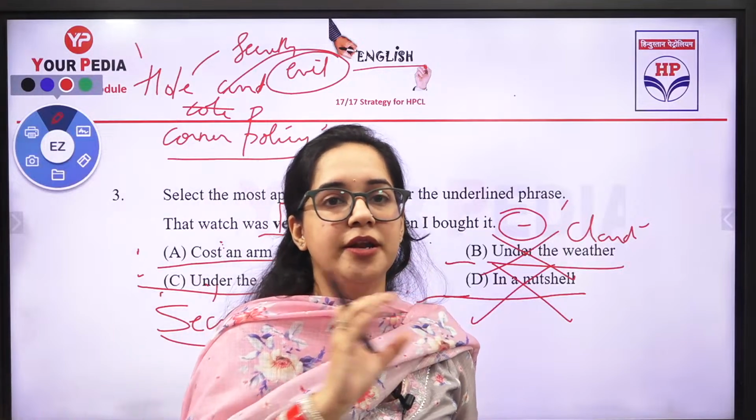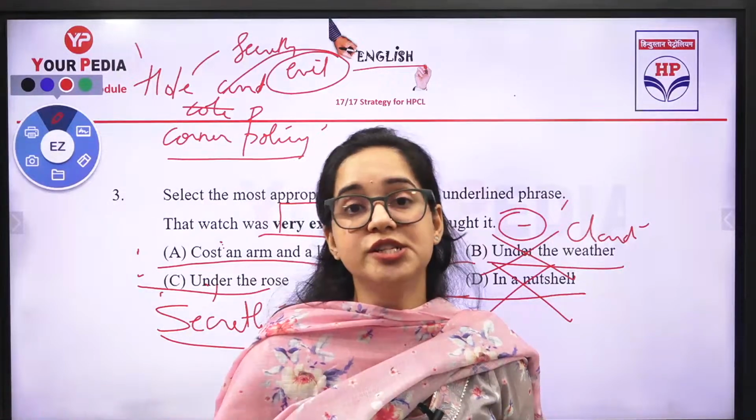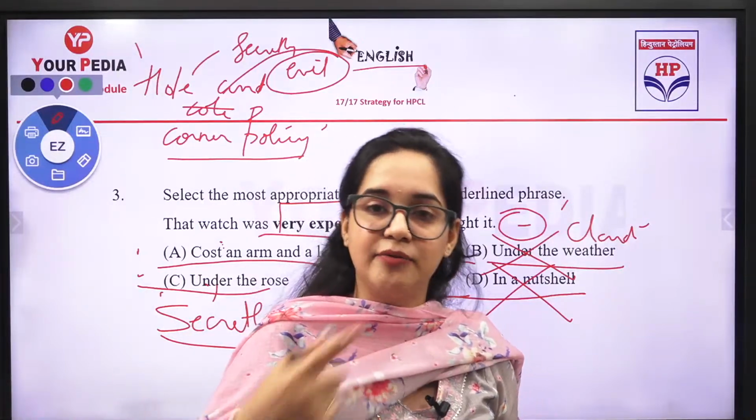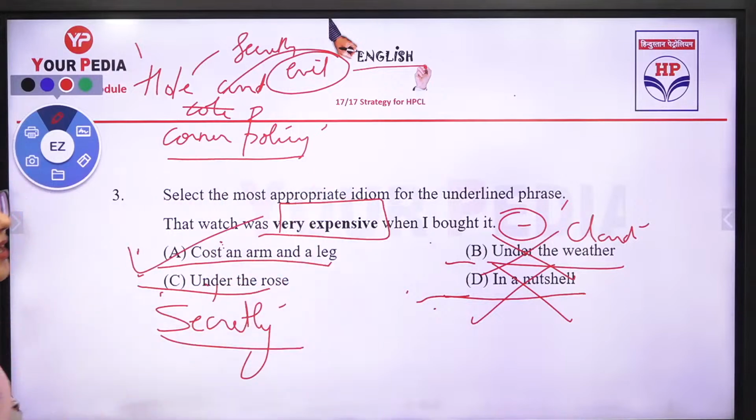कॉर्नर पे पॉलिसी बन रही है मतलब नेगेटिव ही होगी, तो नेगेटिव होगी मतलब लोगों से छुप के बन रही है, लोगों से छुप के उनके बेनिफिट के लिए नहीं बनेगी, that will be always for the disadvantage. So here it is cost an arm and a leg. That is something that is very, very expensive.